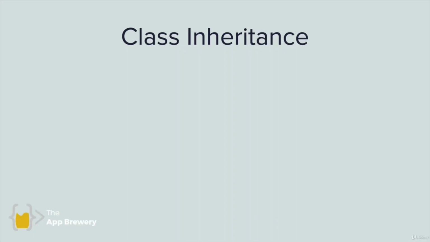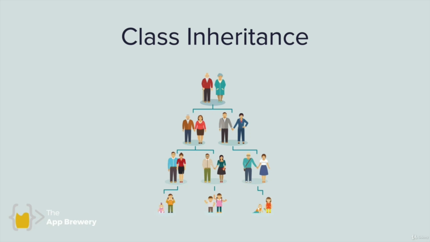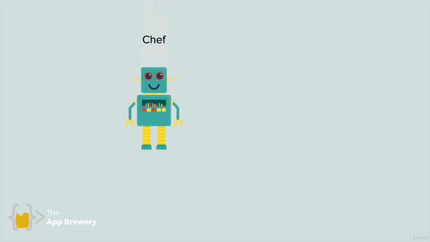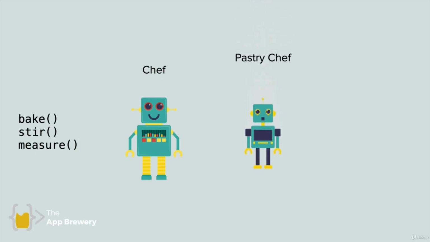Let's talk about another feature of object-oriented programming that's really handy, and it's something that we call class inheritance. How does this work? Well, let's say that you code up a robot chef and you give it a bunch of functionality, like you tell it how to bake, how to stir, how to measure, and then at some point you decide, actually, in my restaurant I also need a pastry chef.